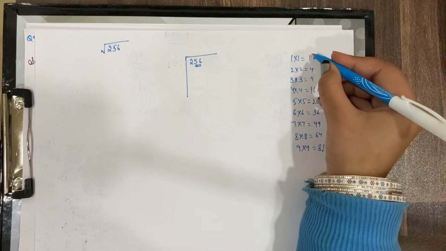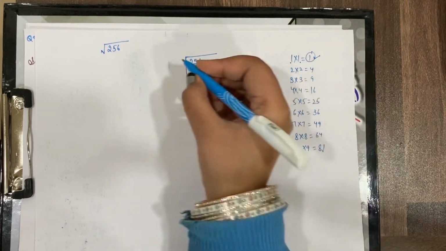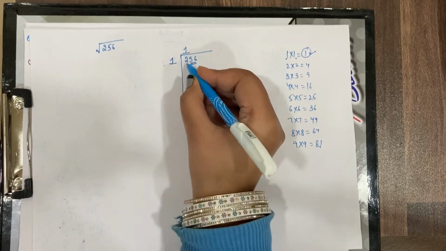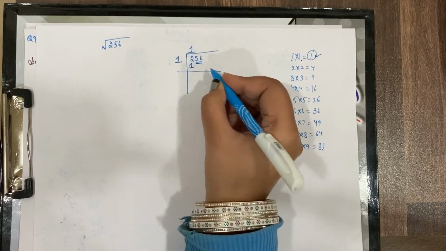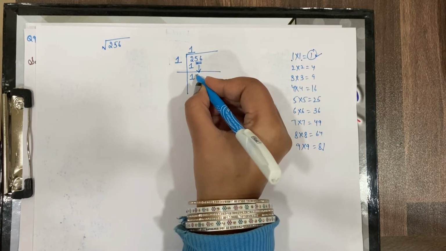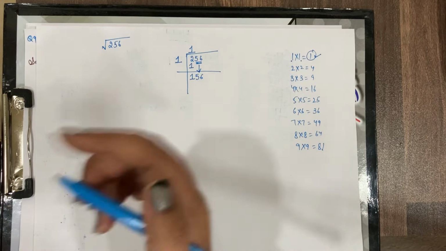It's this one, 1. How is it formed? When 1 is multiplied by 1, we are getting 1 ones are 1. Subtract these two numbers. Now the next pair will come down. Complete pair will come down. In division we come digit by digit, but in this method we come by pair.